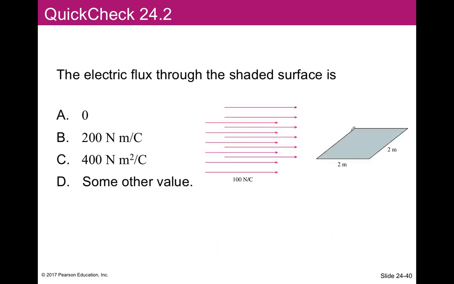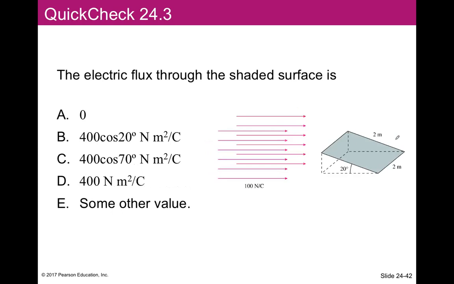What about in this case? A, because there's no field lines going through it. There are only field lines going along it, either over it or below it. So flux is 0. What about in this case?